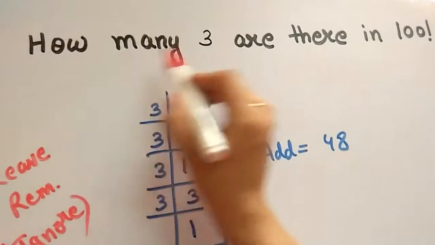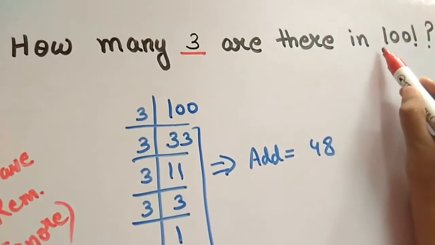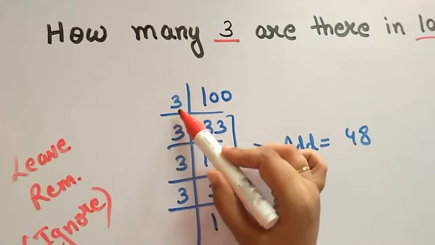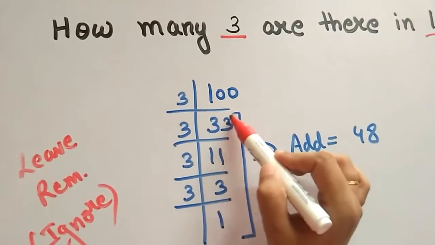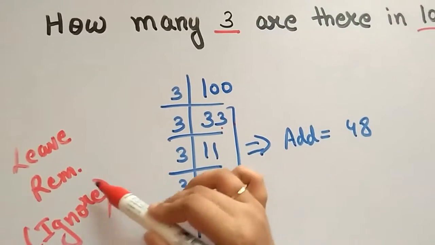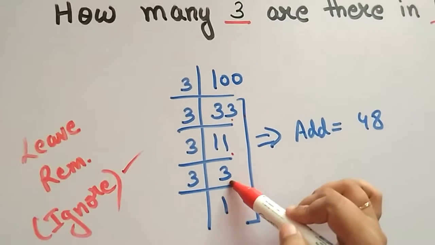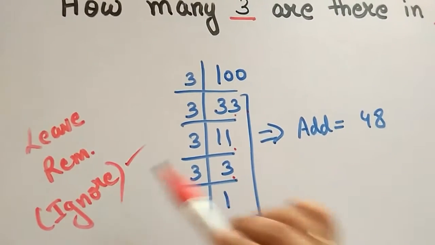When the question comes, how many 3s are there in 100 factorial, how will you do it? 100, just start the division. 3 3s are 9, 3 3s are 9. One remainder left, ignore it. Now 3 1s are 3, 3 1s are 3, 3 3s are 9. Remainder 2 left, ignore it.